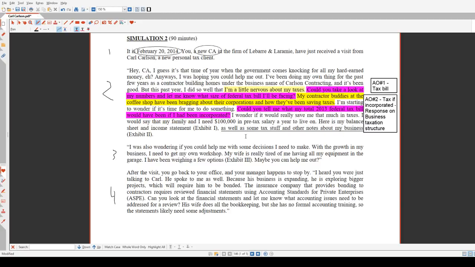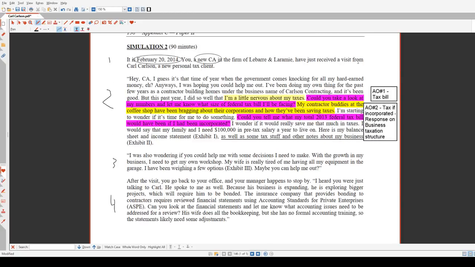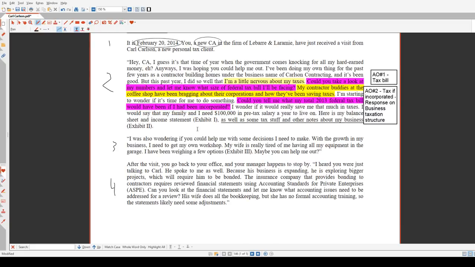Okay. So you can see I've actually summarized this paragraph. In the second paragraph, I was wondering if you could help me with some decisions I need to make with the growth. I need to get my own workshop. My wife is tired of me having all my equipment in the garage. Having weighed a few options, maybe you can help me out. So, in Exhibit 3.